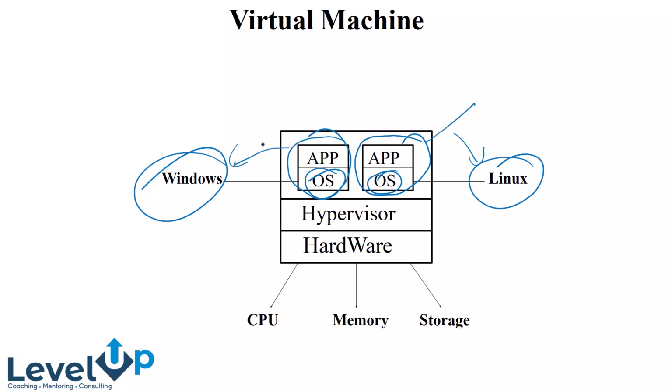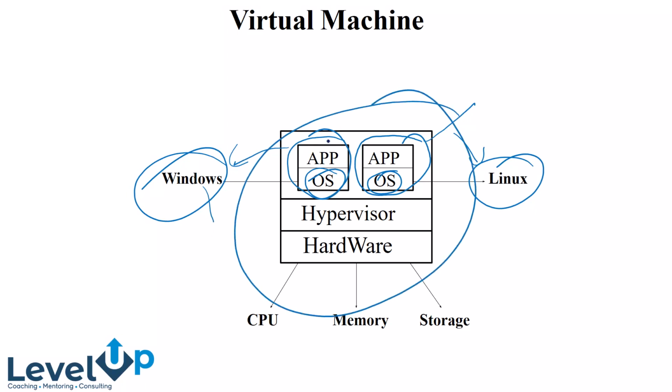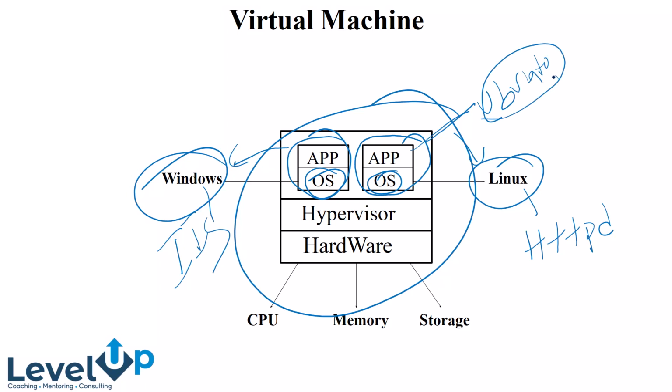Okay. And on Windows OS, we'll make this server a web server to host a website. Okay. So we'll install a software called IIS. Okay. On Linux, we'll install a software called HTTPD. Okay. And we'll also create another virtual machine with operating system as Ubuntu. This is also a Unix flavor OS. On this, we will install a web server software called Apache.